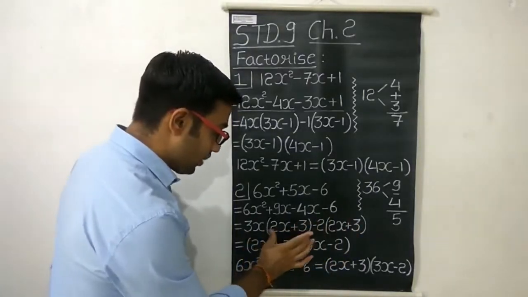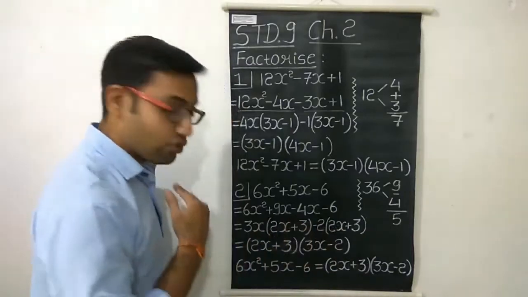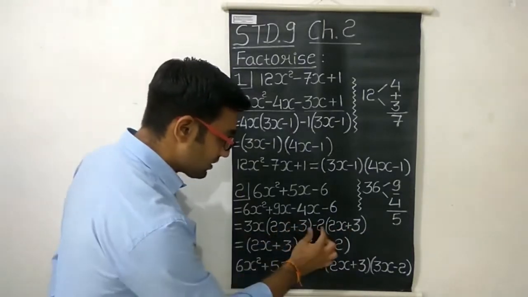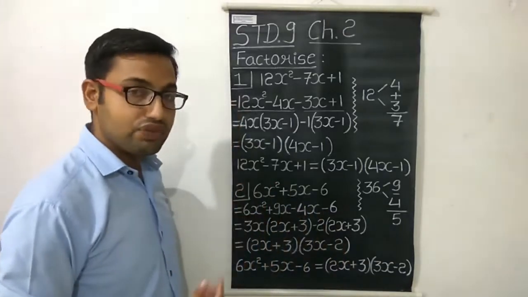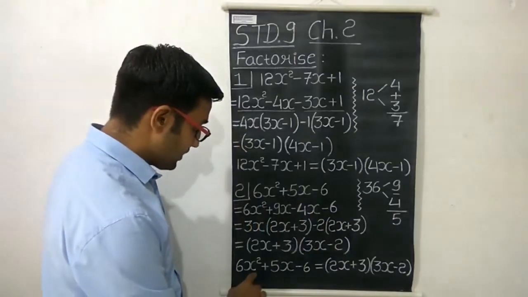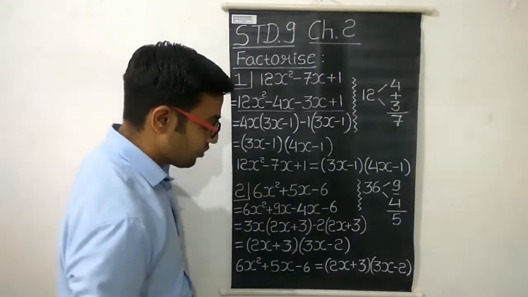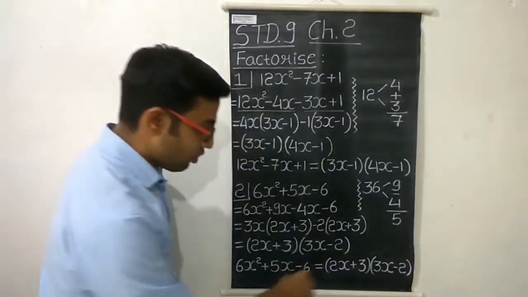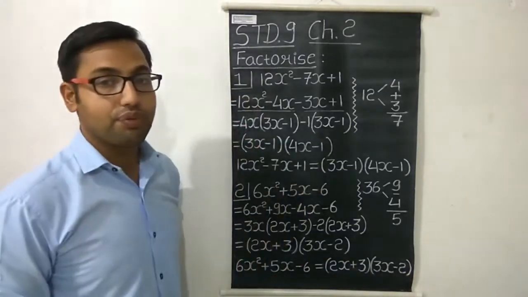Again take this 2x plus 3 from both the terms as a common. 2x plus 3 is a common. What will remain? 3x and minus 2. Put it in another bracket. So this will be the factorization of this given polynomial. We can write 6x square plus 5x minus 6 is equal to 2x plus 3 and 3x minus 2. Both are the factors of this given polynomial.